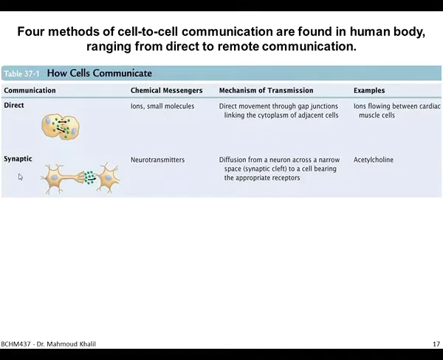The second type is the synaptic, as we have discussed, and the chemical messenger in that case is the neurotransmitter. And as we said, the mechanism is that the neurotransmitter moves through the synaptic cleft in order to affect the target cells. And one of the famous neurotransmitters is acetylcholine.